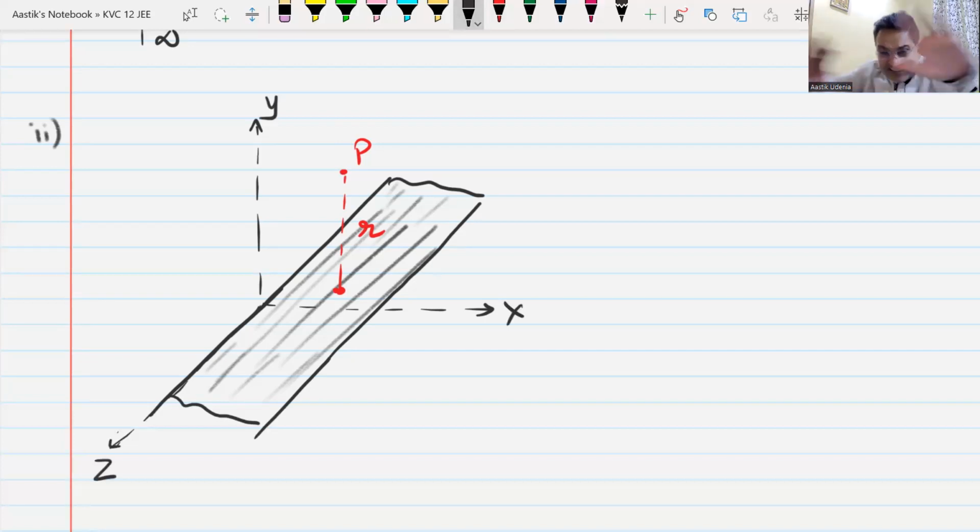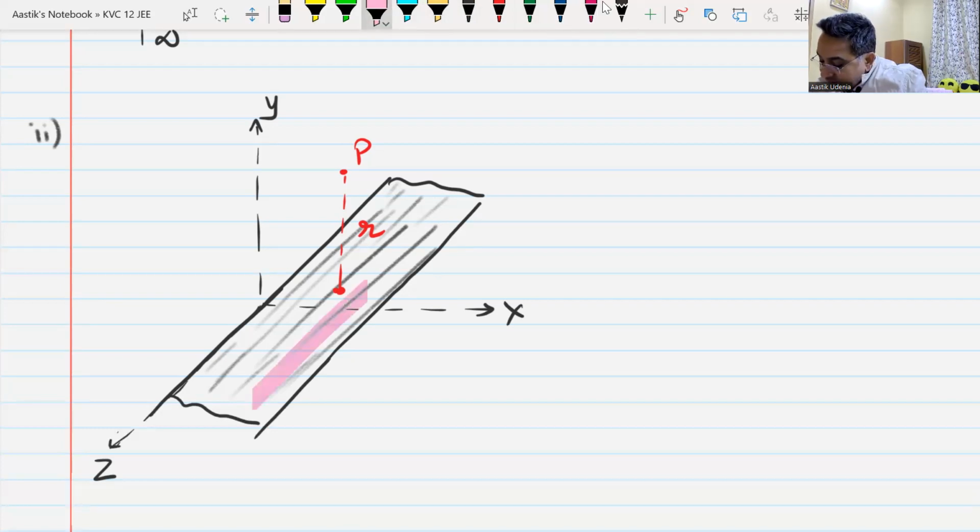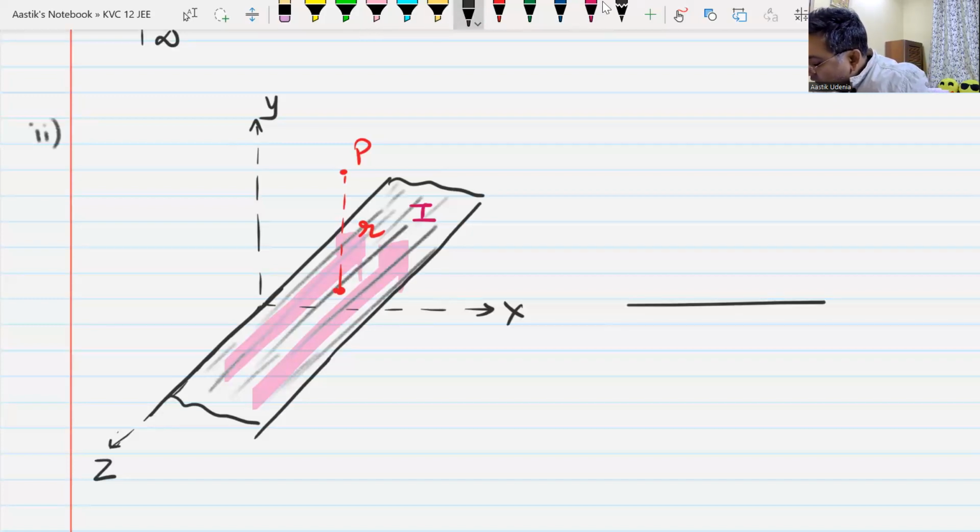This sheet is kept along the z-axis, and it carries the current which flows like this. The current is I. If I draw a different view of the same, looking from the front, it will look like this.